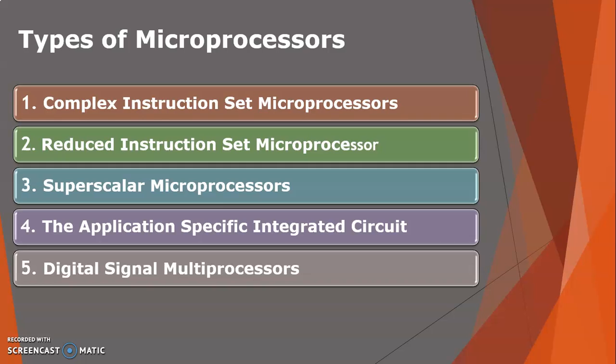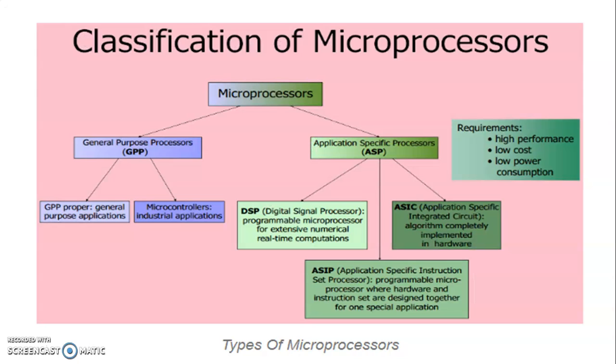Next we can see what are the types of microprocessor. The types of microprocessor: we have the complex instruction set microprocessor, reduced instruction set microprocessor, superscalar microprocessor, the application specific integrated circuit, and we have a digital signal multiprocessor. So this is for your understanding of what are the types of microprocessor. Next is the classification of a microprocessor.